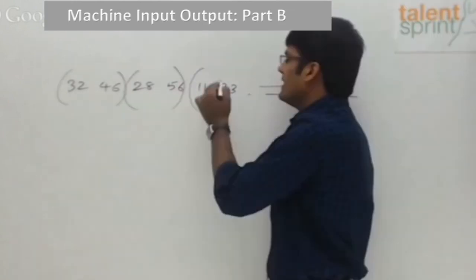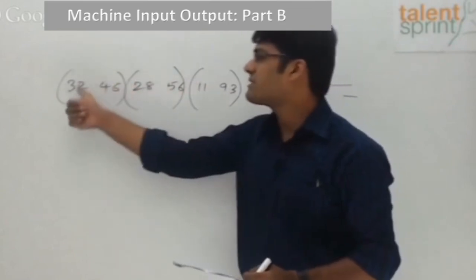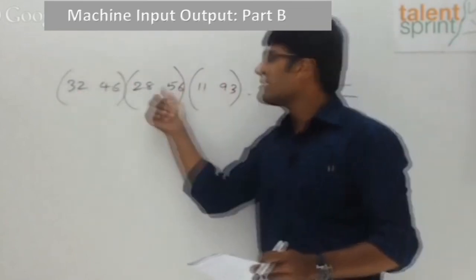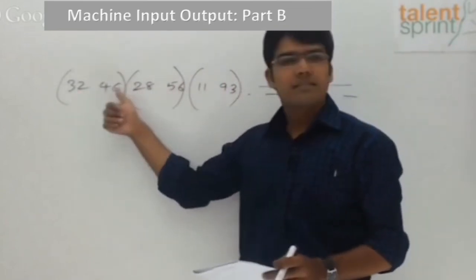This is the smallest, largest pair. Smallest number, largest number. Second smallest number, second largest number. Third smallest number, third largest number. Yes or no? 11, 28, 32. So smallest, second smallest, third smallest. Largest, second largest, third largest. 93, 56, 46. So that's the logic.